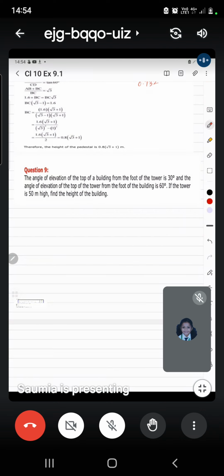So we know two things when we read the question. There is a building, there is a tower. Okay. So take a building, draw a tower. Now, from the foot of the tower, if someone looks at the top of the building, the angle of elevation is 30 degrees. So what does that mean? Which one is taller, the building or the tower?